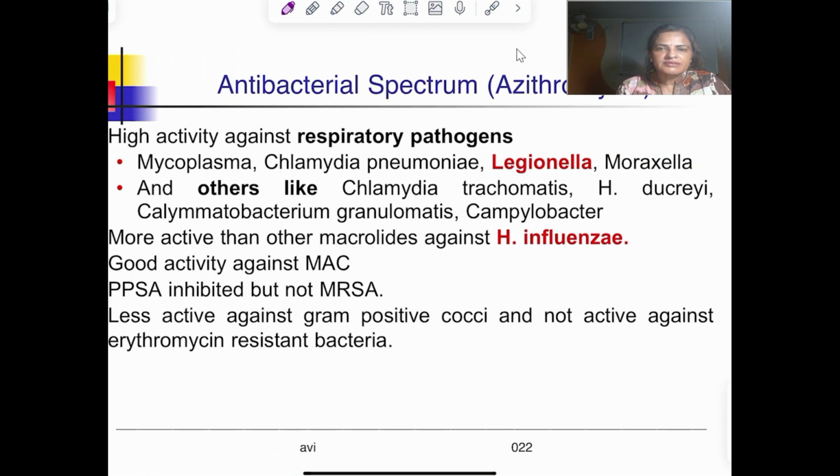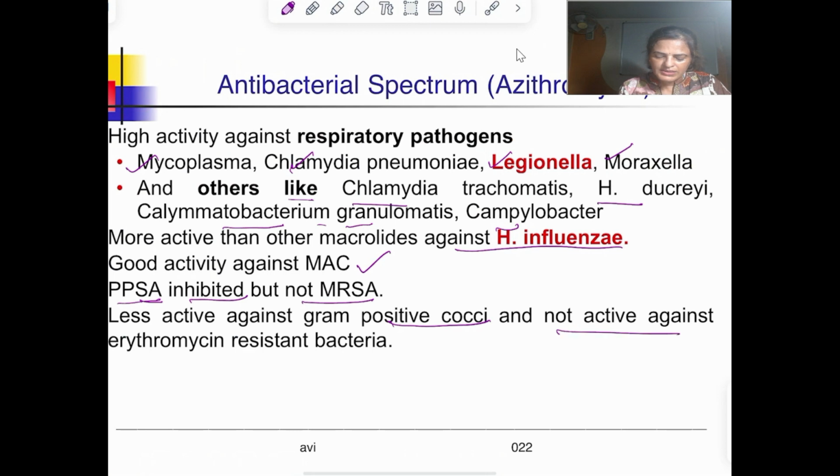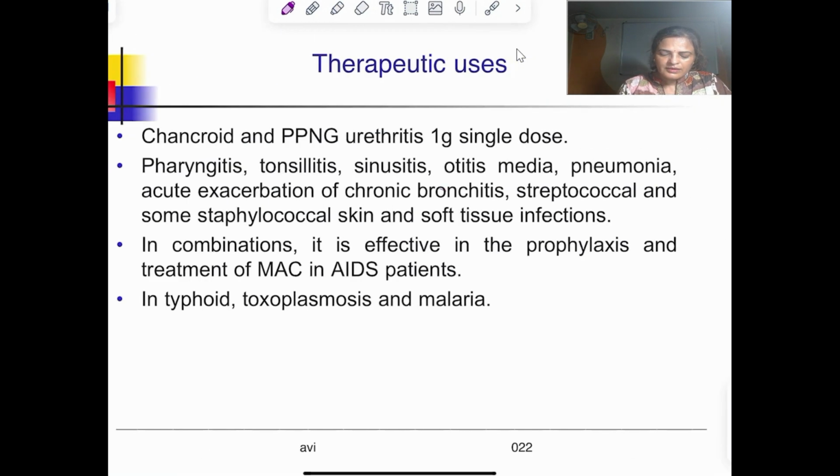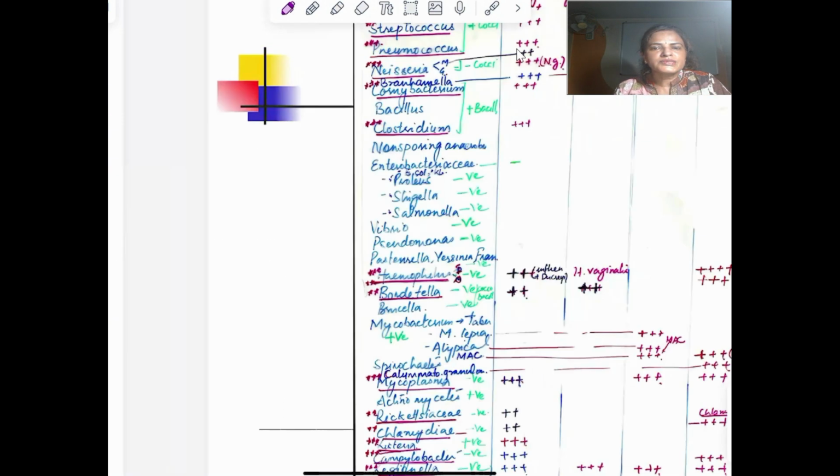It is highly active against the respiratory pathogens, Mycoplasma, Chlamydia pneumoniae, Legionella, Moraxella, and others like Chlamydia trachomatis, H. ducreyi, Calymmatobacterium granulomatis, and Campylobacter. More active than other macrolides against the H. influenzae, MAC. Then penicillinase producing Staph aureus, they are inhibited but not the methicillin resistant Staph aureus. It is showing less activity against the gram positive cocci and not active against erythromycin resistant bacteria. वहाँ पे ये काम नहीं करती, and where we can use it already I have told this one. Okay. And chancroid, then of course upper respiratory, MAC, typhoid, toxoplasmosis and malaria.